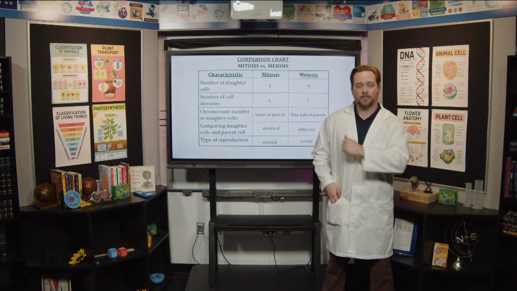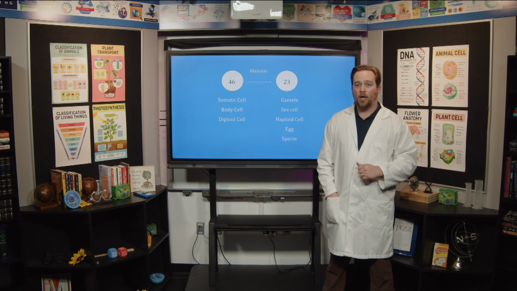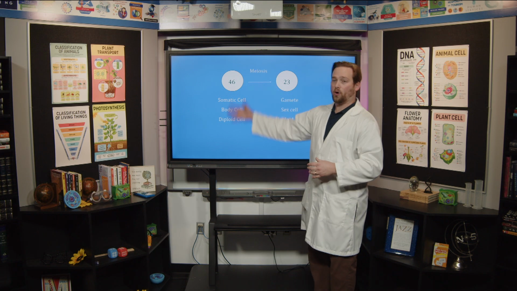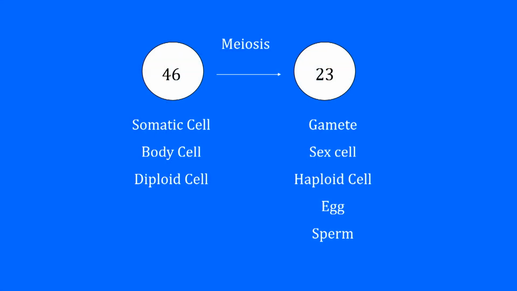So again, we're comparing and contrasting mitosis and meiosis here. If that kind of makes sense, that's a good sign that you remember this stuff pretty well. Okay, so what's going on here? Through meiosis, we want to take one of these cells, a cell with 46 chromosomes, a cell that is somatic, a body cell, a cell that is diploid, and through the process of meiosis, we're going to turn that cell with 46 chromosomes into a cell with 23 chromosomes. And that cell with 23 chromosomes, we could call that a gamete, we could call it an egg or a sperm cell, we could call it a sex cell, and all of these cells are haploid.